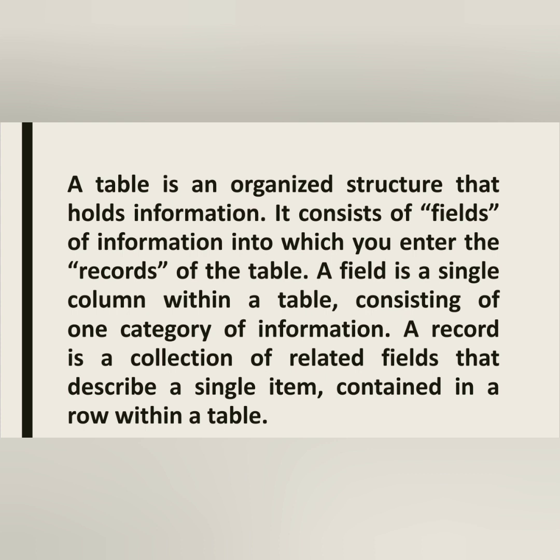As we know, a table is an organized structure that holds information. It consists of fields of information into which you can enter records of the table. A field is a single column within a table consisting of one category of information. A record is a collection of related fields that describes a single item contained in a row within a table.